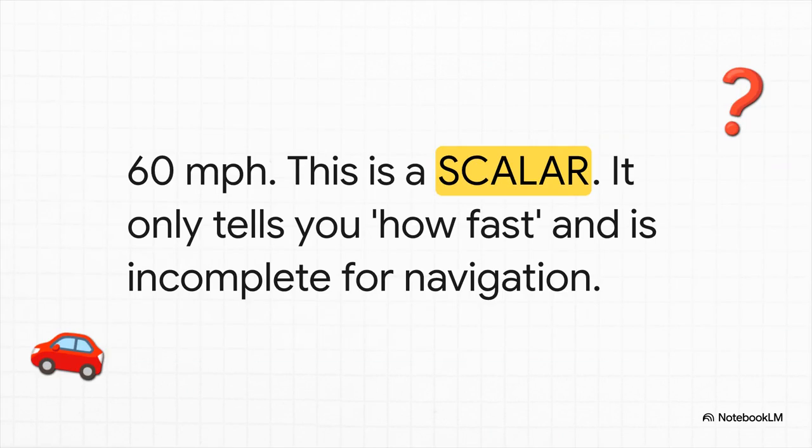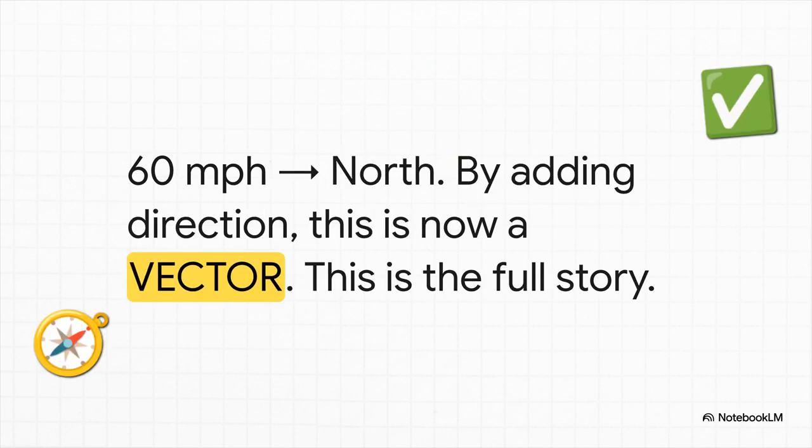All right, let's make this super clear. You see the number 60 miles per hour. As it is, that's just a speed. It's a scalar. It tells us how fast, but if you're trying to get somewhere, it's basically useless information. Now look at this, 60 miles per hour, north, bam! See the difference? We have the exact same magnitude, 60, but by adding that one simple word, that direction, we've completely transformed it. This isn't just speed anymore. In physics, this is called velocity. It's a vector. It's the complete story.